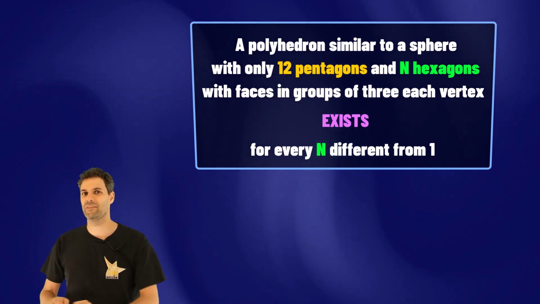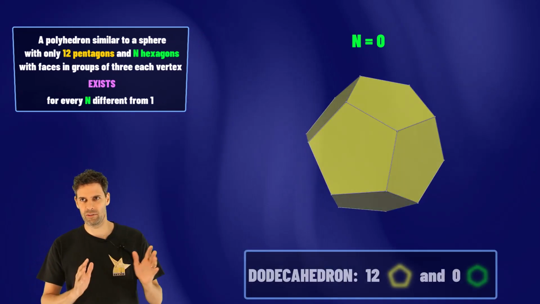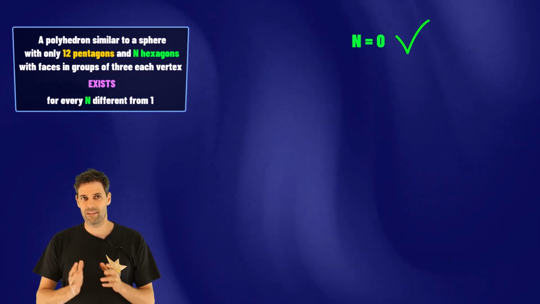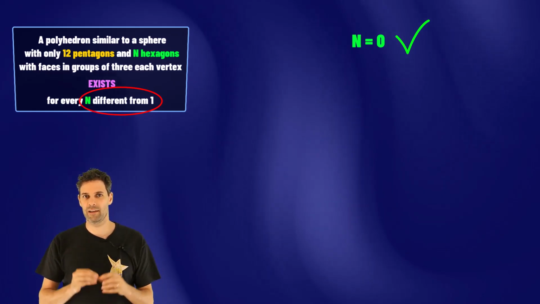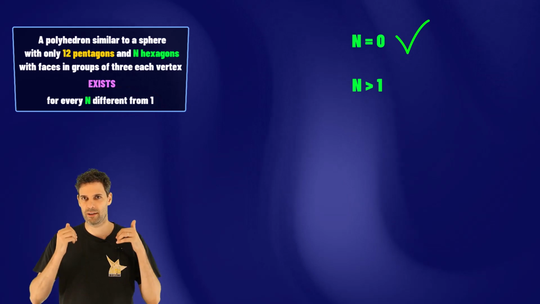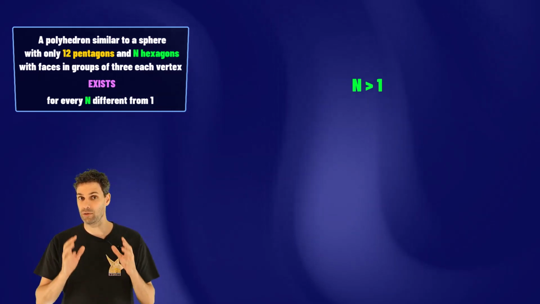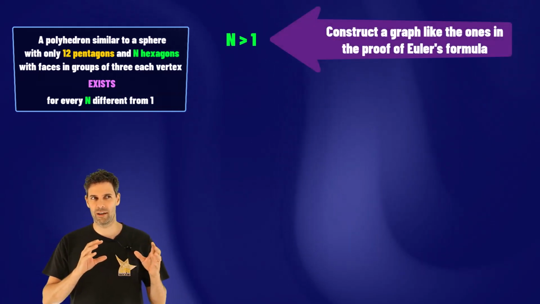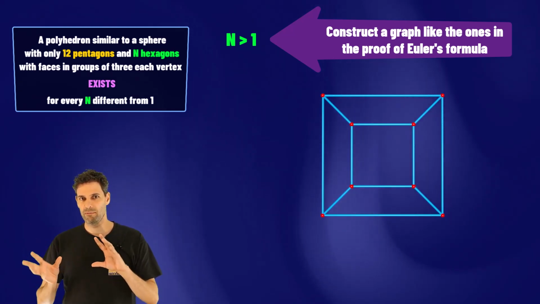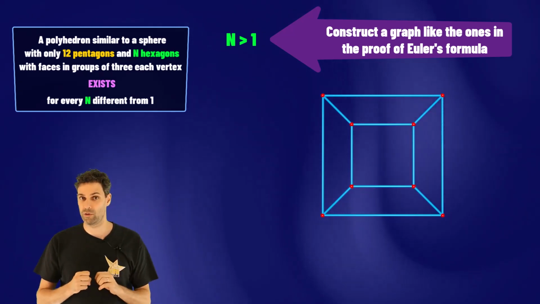Now let's start with the proof. For n equals 0, we have the dodecahedron, so we are done. And since in the statement we say that for n equals 1 it is impossible, we start with n greater than 1. And in order to do this, the idea is to construct a graph similar to the graph we used for proving Euler's formula.